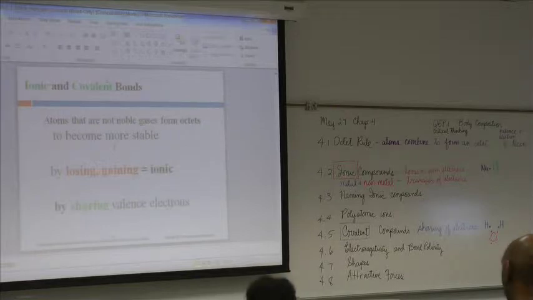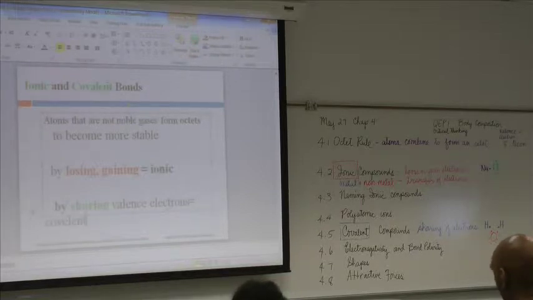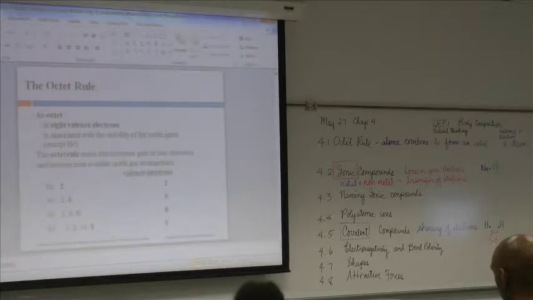Good. Okay, so here's the definition of ionic and covalent bonds. By losing or gaining, we have ionic. By sharing, we have covalent. Any questions there? So now we look at the octet.